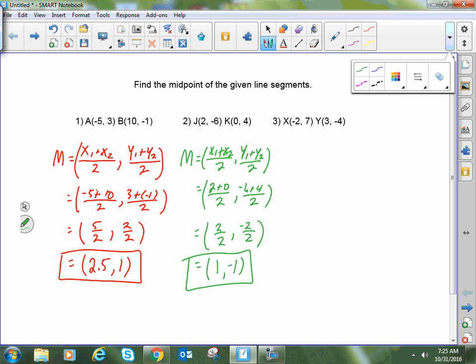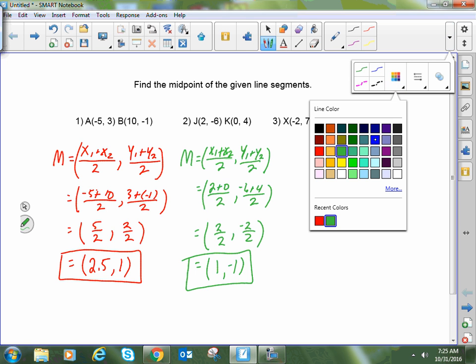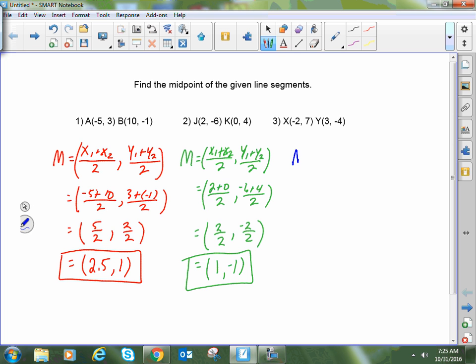Let me pick another color here for the last one. Again, start with the formula. Oops, writing that one wrong. Part of the reason why I ask you guys to always write the formula is that for an advanced class like this, I won't give formula charts, and I do expect you to remember the formulas when you need them.